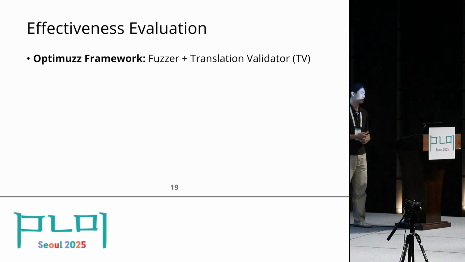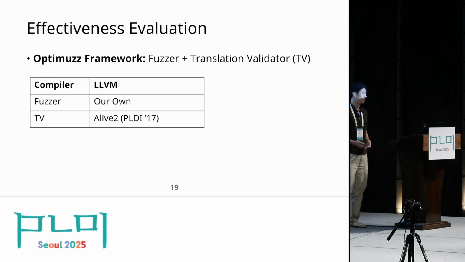So let's move on to the evaluation section. Our Optimuzz framework consists of two parts. The first part is the fuzzer, and the second part is a translation validator. For LLVM, we implemented our own fuzzer, and we used the Alive2 translation validator.